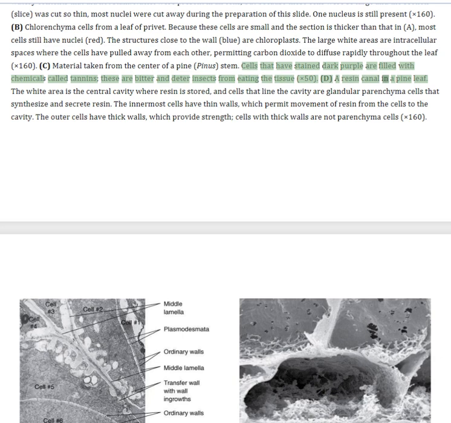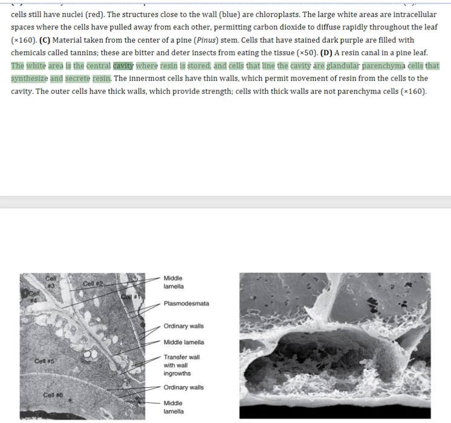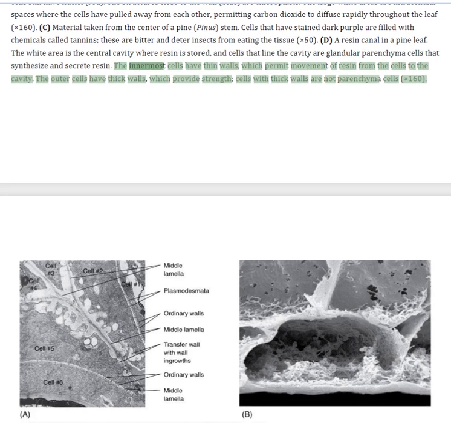A resin canal in a pine leaf. The white area is the central cavity where resin is stored, and cells that line the cavity are glandular parenchyma cells that synthesize and secrete resin. The innermost cells have thin walls, which permit movement of resin from the cells to the cavity. The outer cells have thick walls, which provide strength. Cells with thick walls are not parenchyma cells.